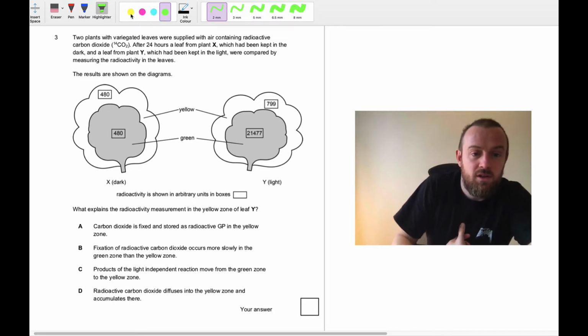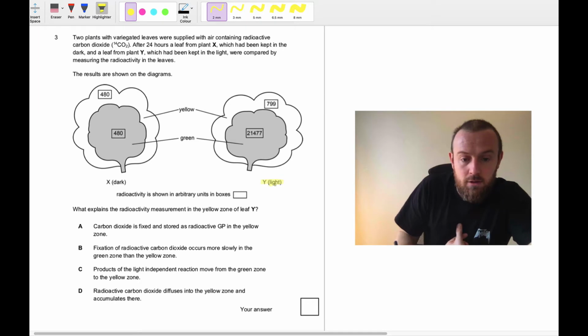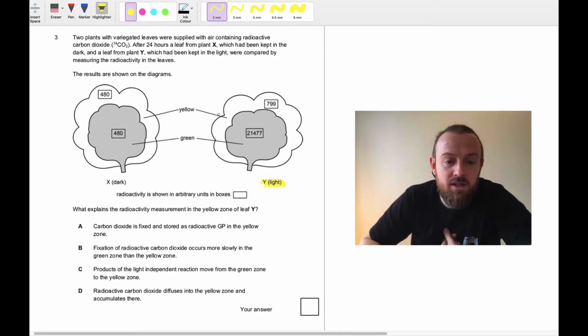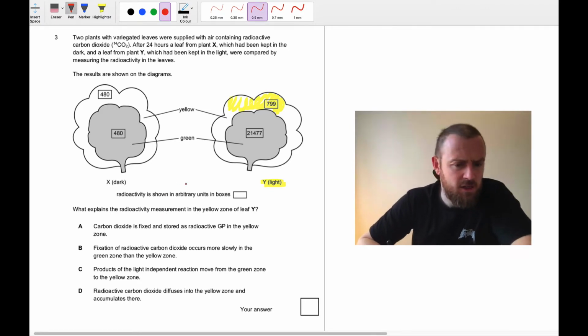Okay, so let's just highlight this one. This is the light one. So obviously we can see there's a lot more radioactivity in the light leaf. What explains the radioactivity measurements in the yellow zone of leaf Y? Okay, the yellow zone is here of leaf Y, so we're talking about this measurement up here. Okay, let's just look at the answers.